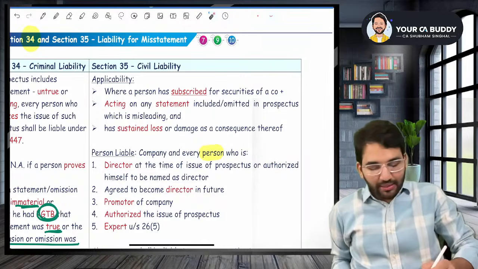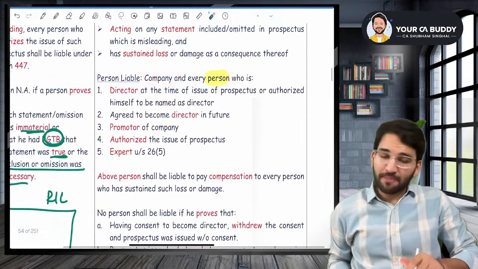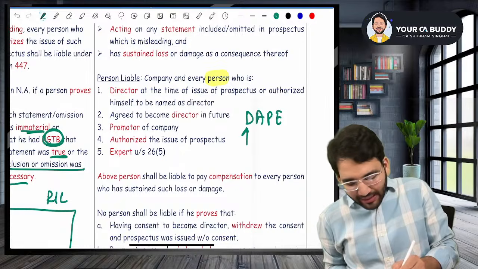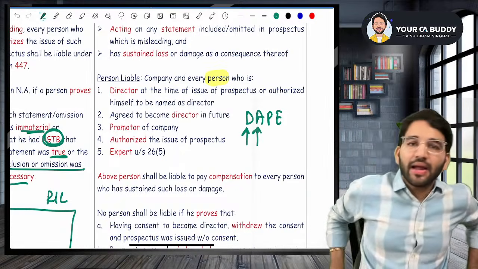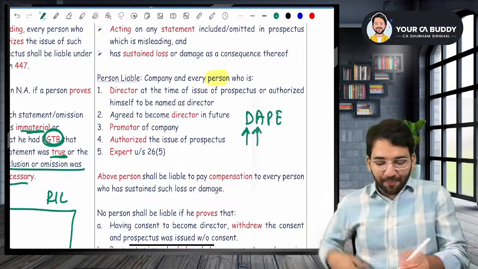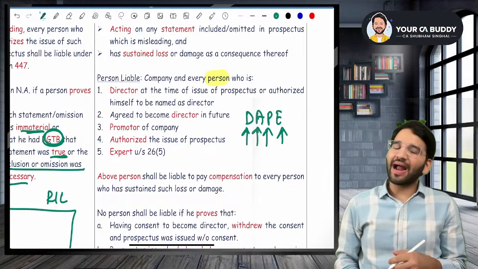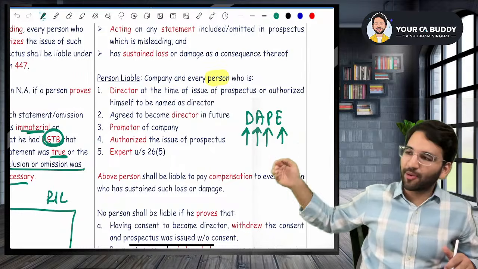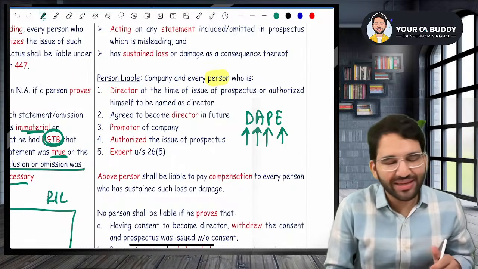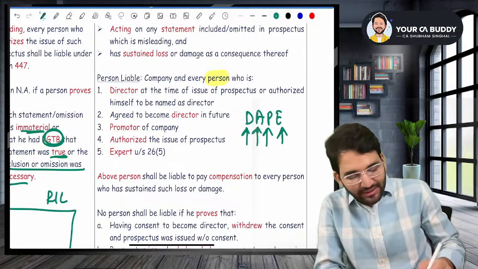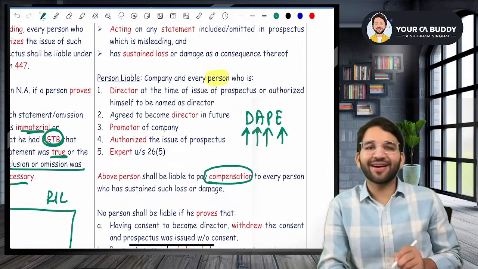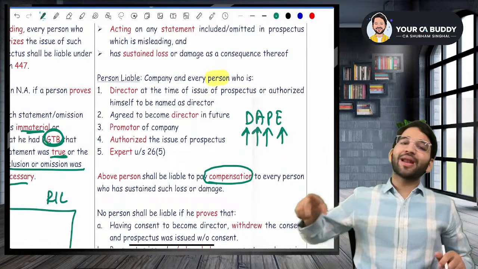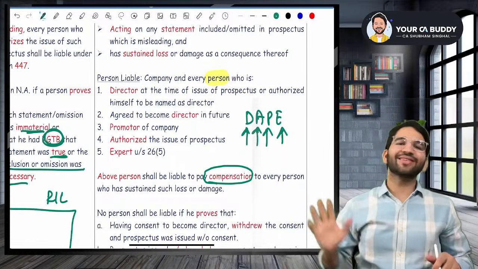Then in that case, the company and every person being, I would say, DAPE. What is DAPE, sir? Director, any person who authorizes, promoter, and after that expert. So director, any person who authorizes, promoter or expert, all these people will be liable to compensate for the losses that person has incurred. You're not only going to jail, you're not only paying fine, but also you will have to compensate the person who has incurred these losses.